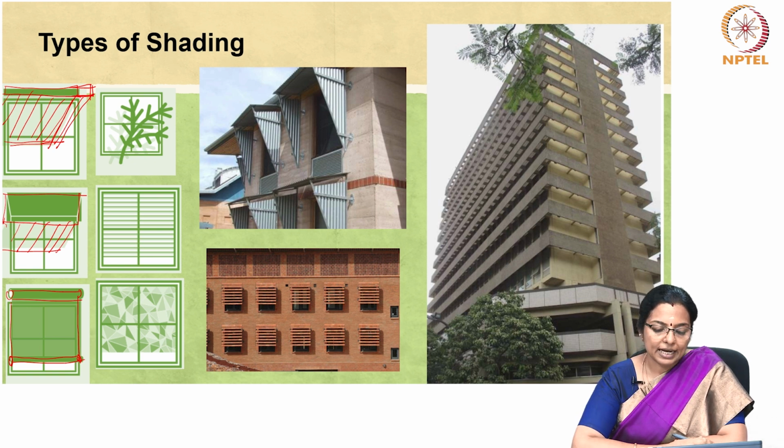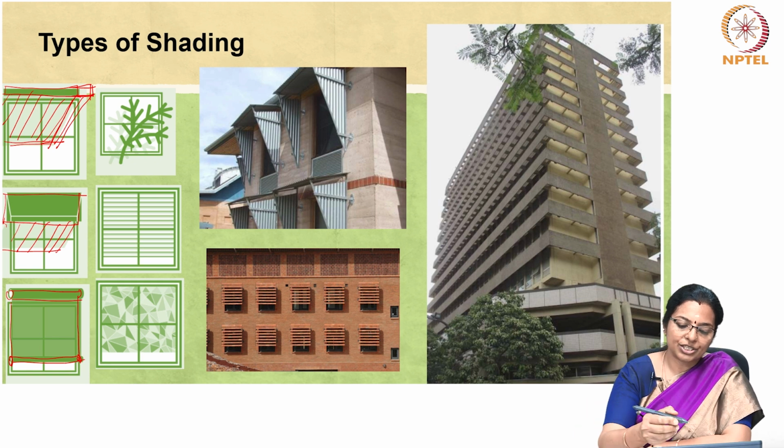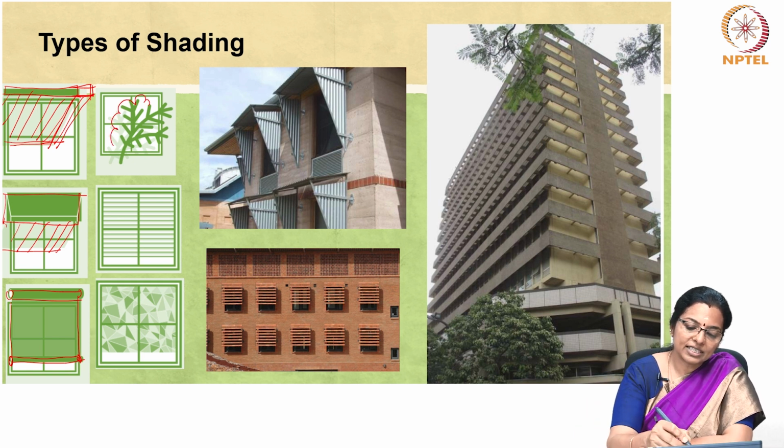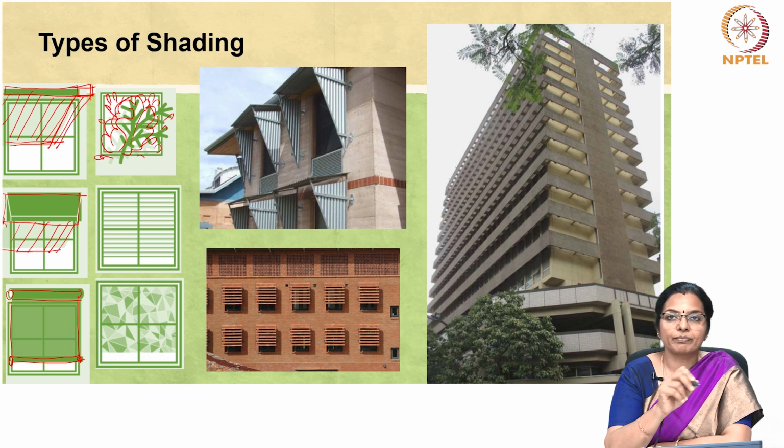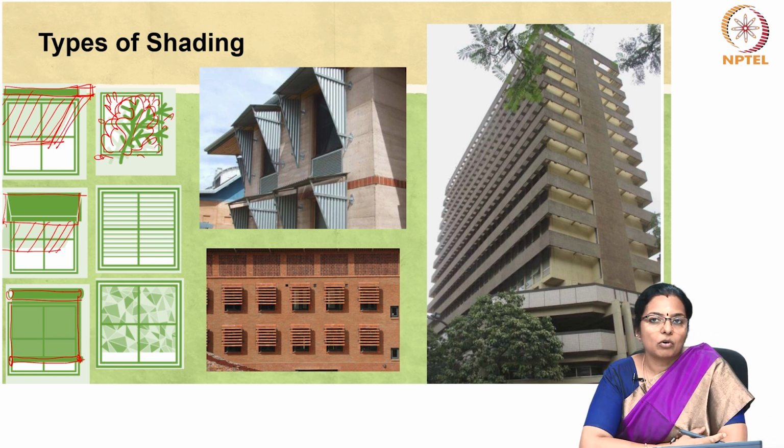Then the fourth type is vegetation. Having trees, having creepers or shrubs close to the window, or deciduous trees. So, these block the sunlight in the summer.